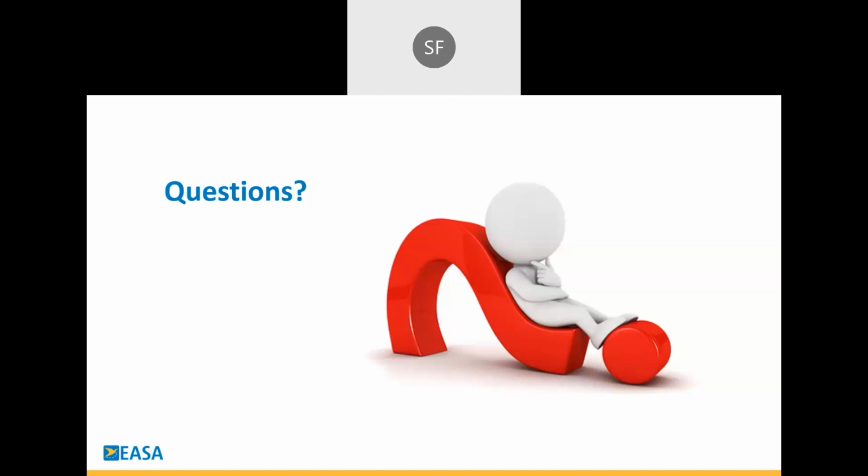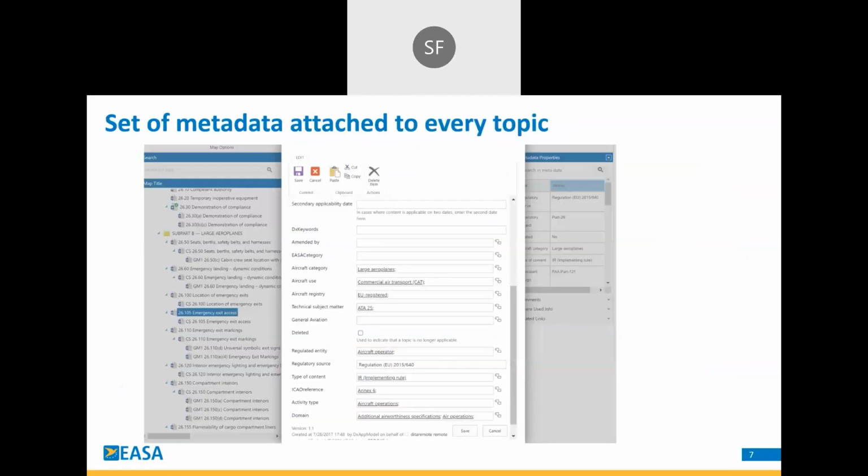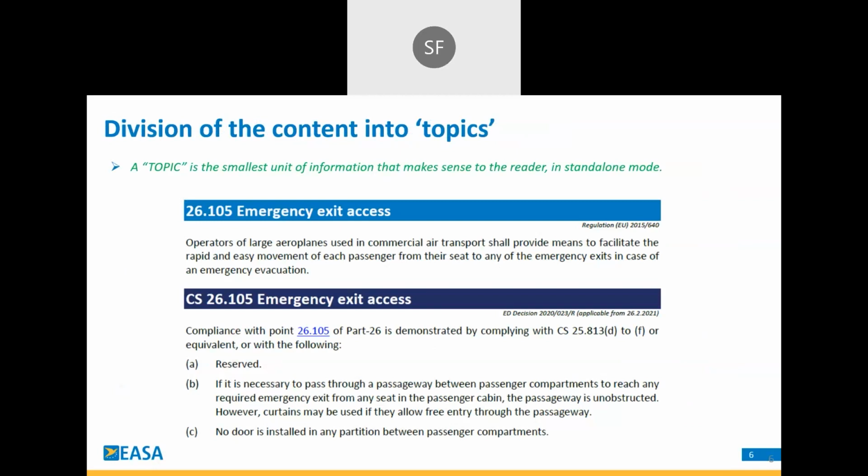And another question, which I'm sure will open a lot of discussion, and I'm certain that I've seen other questions about the same thing: identification of changes. What about identifying changes in a paragraph? So far, we looked at the topic as the smallest unit that we broke the content into. So you see that we broke the content into topics, and topics have metadata.